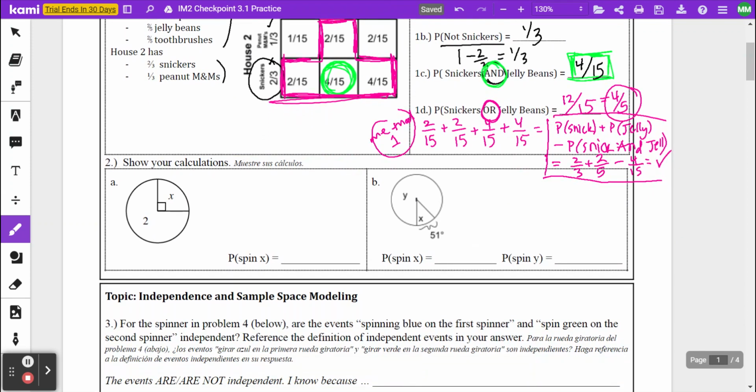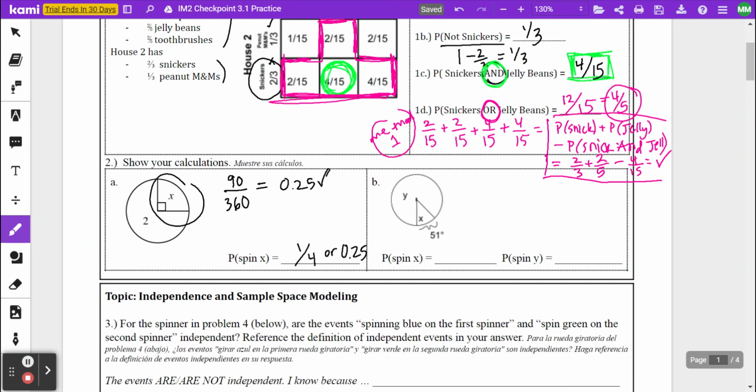Okay, next, we'll show our calculations and we're going to find these probabilities. X takes up 1/4 of this circle. The probability of spinning X is 1/4. You could also figure that out by doing 90, because this is the 90-degree angle, divided by 360, the total number of degrees in the full circle, and that equals 0.25, which is the same as 1/4. I would take 1/4 or 0.25.